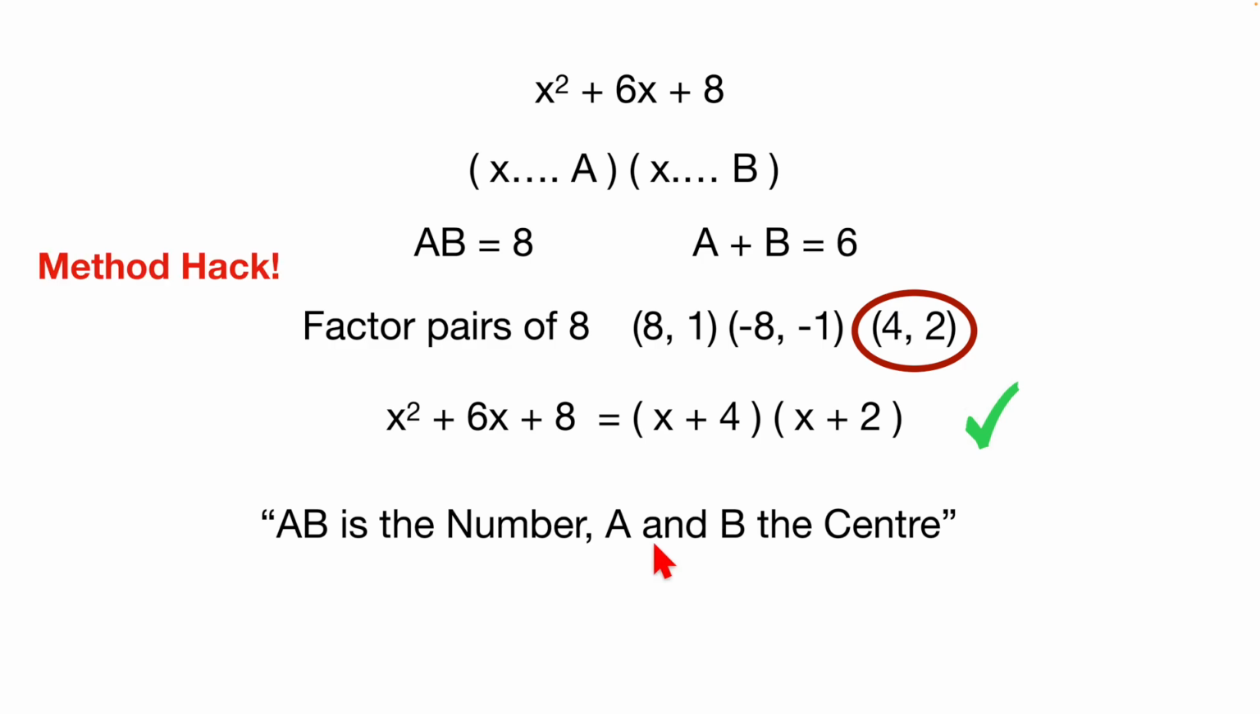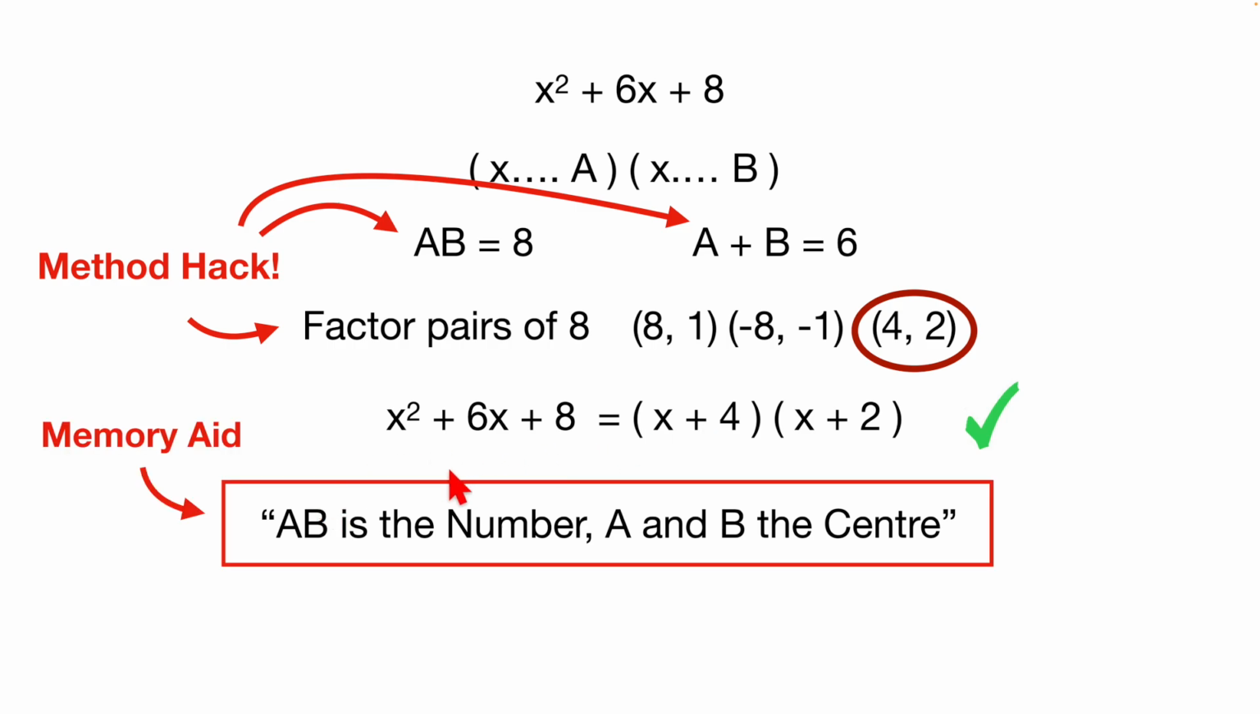So let's look at the method hack. Straight away, when I see this, I create ab equals 8, a plus b equals 6. I then go through the factor pairs to find the right numbers. And that gives me the answer. And the way I remember it is this cheesy memory aid. ab is the number, a and b the centre. I certainly hope that helps.